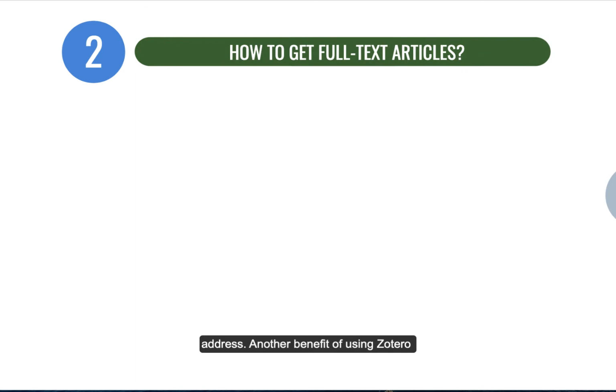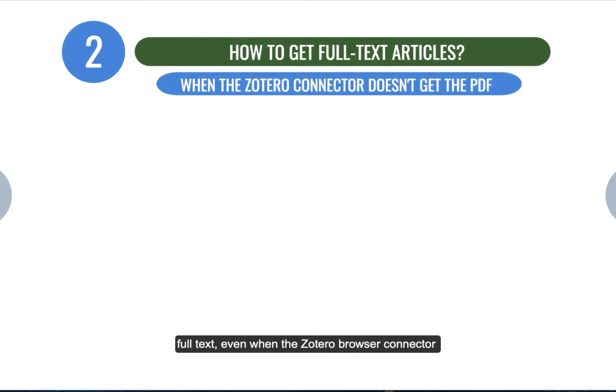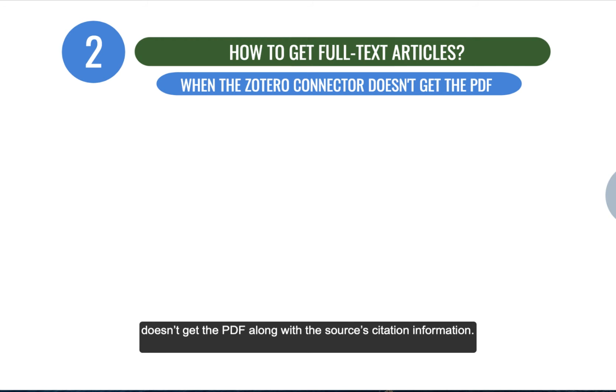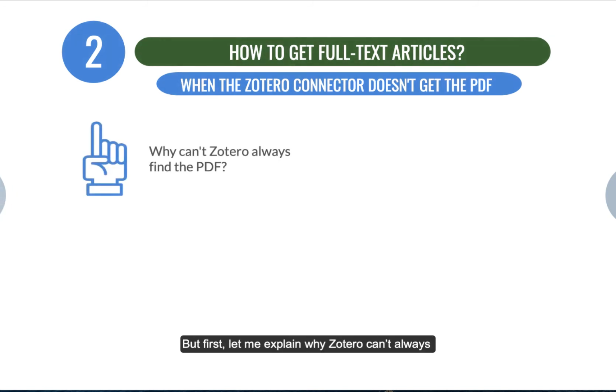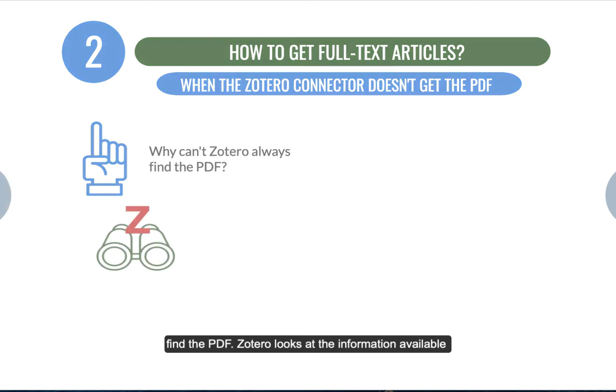Another benefit of using Zotero as an OSU person is that you can access an article's full text even when the Zotero browser connector doesn't get the PDF along with the source's citation information. But first, let me explain why Zotero can't always find the PDF. Zotero looks at the information available for each source, the citation information as well as the availability information.